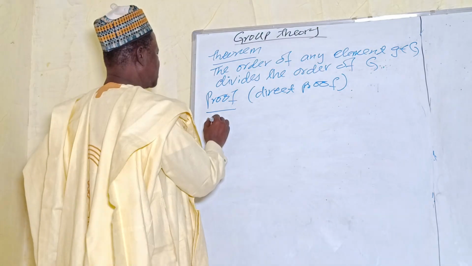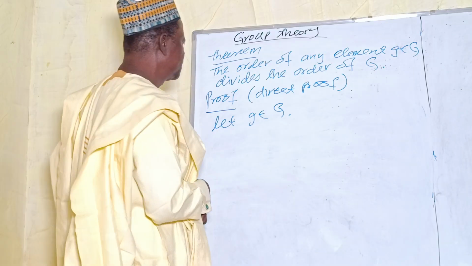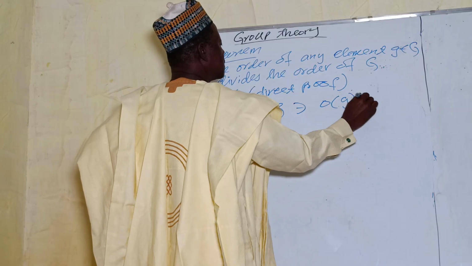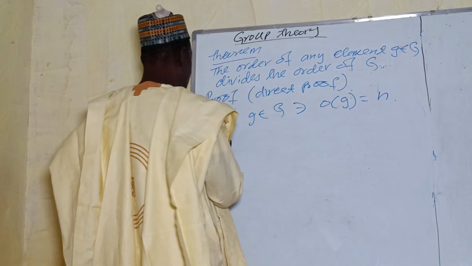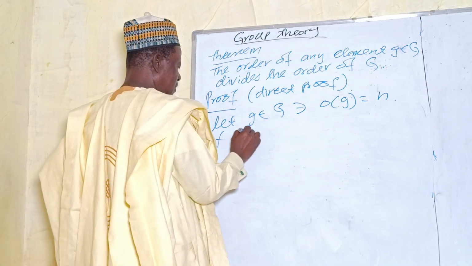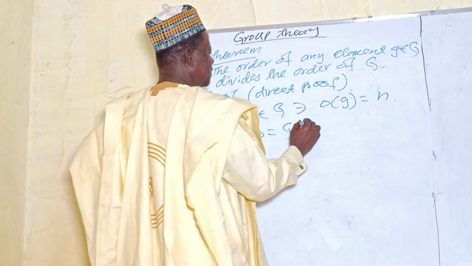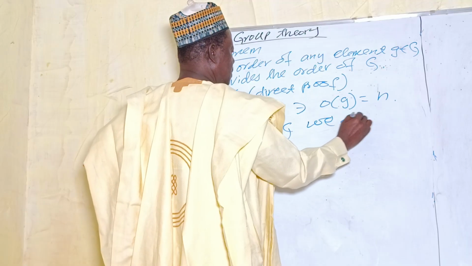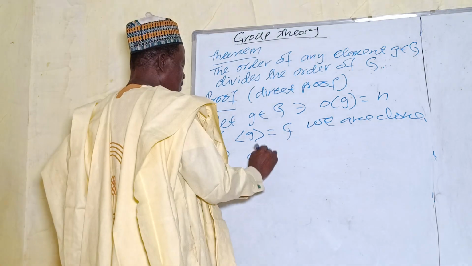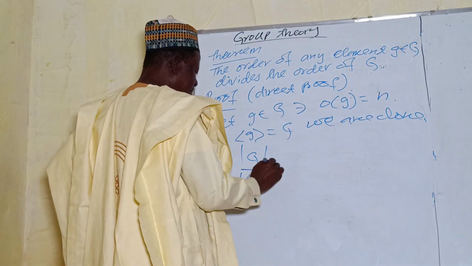Now let g be an element of the group, such that the order of g maybe is n. Now, if g generates the whole of G, we are done, okay? We are done, because it will imply what? That the order of G divides the same order of G.